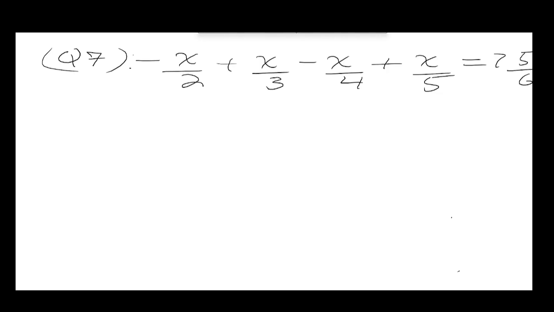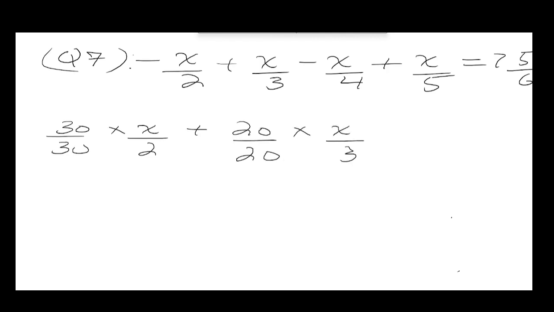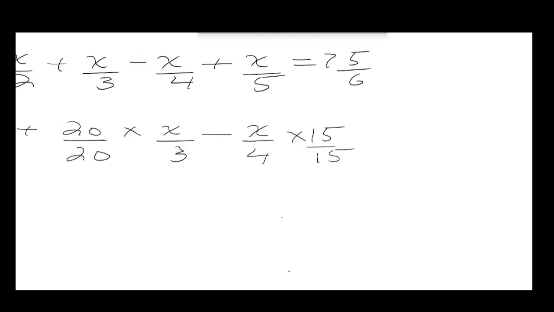So we can write x by 2. If you divide 60 by 2, that results to 30. So we can write 30 by 30 being multiplied with x by 2. After that, we can write 20 by 20 being multiplied by x by 3, and then we can write x by 4 being multiplied with 15 by 15, and then at the end we can write x plus 5. So I can just write here x divided by 5 multiplied by 12 by 12.